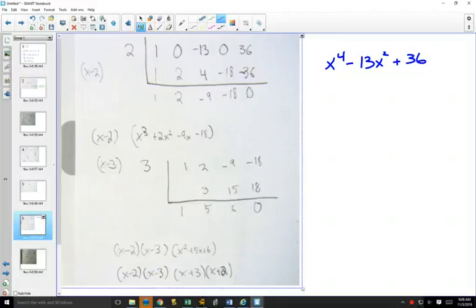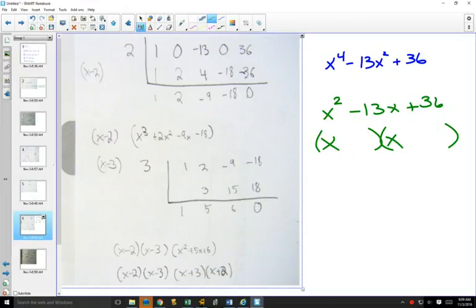Now, this works. The reason I pick this example is I wanted to show you, so I've got x to the 4 minus 13x squared plus 36. I'm going to just change those to x squared minus 13x plus 36. How do you factor that? Now, I can't just change that, but if you had that in green, could you factor it easy? It's a quadratic. What would it be? It would be x and x, right? 9 and 4 with minus signs in between. Is that good? Okay.